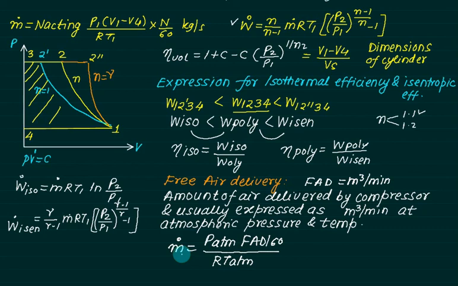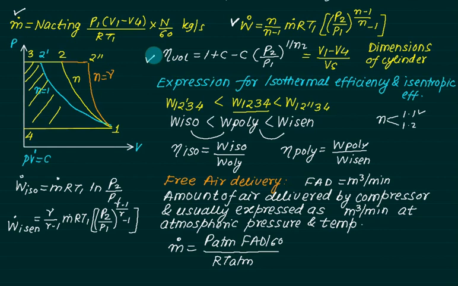From mass we can calculate V1 minus V4. From V1 minus V4, using eta vol, we can calculate Vs. From Vs we can calculate dimensions. So these are the equations that are normally used. One is for m dot, which takes care of both single acting and double acting. One is for W dot, that is the polytropic power required. If you divide by m dot we can get the specific work.